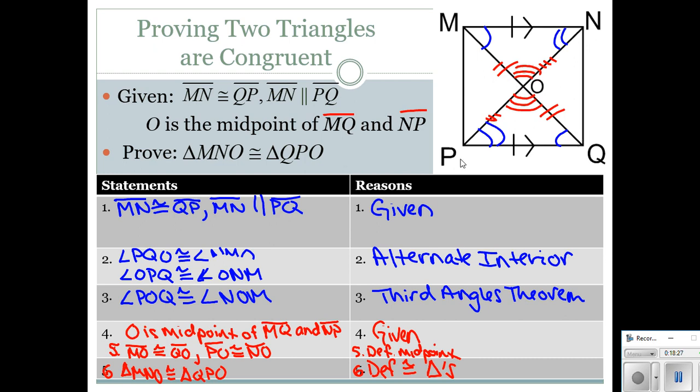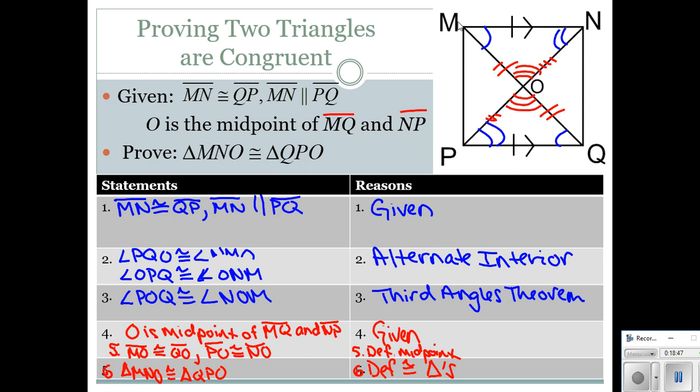Same thing for the other side. O is a midpoint of NP. So this side right here, NO, and then OP, they are also congruent. So I want you to do these tick marks. You already have a tick mark for this side. Do 2 tick marks here, and then 3 tick marks here.